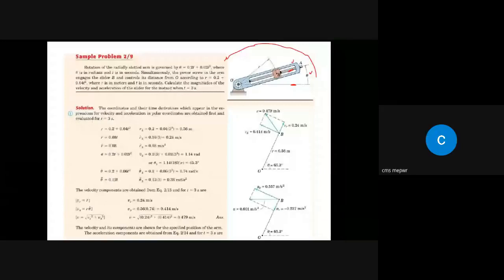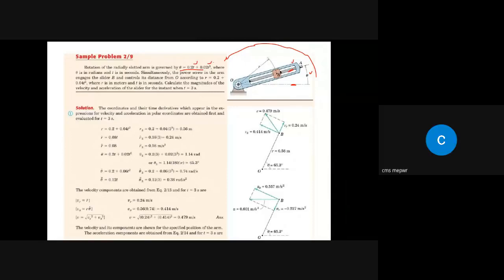This is given by this equation, meaning theta is equal to this. If you put t equal to 0, the angle will be 0. If you put t equal to 1, you will get the required angle, or the required position at different times. Is it clear?